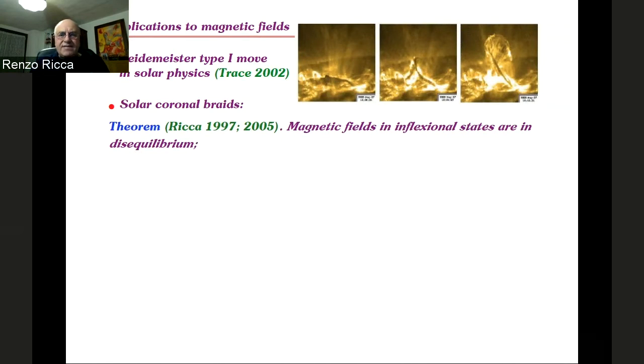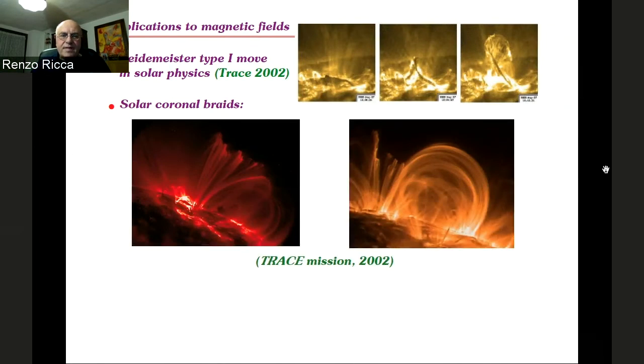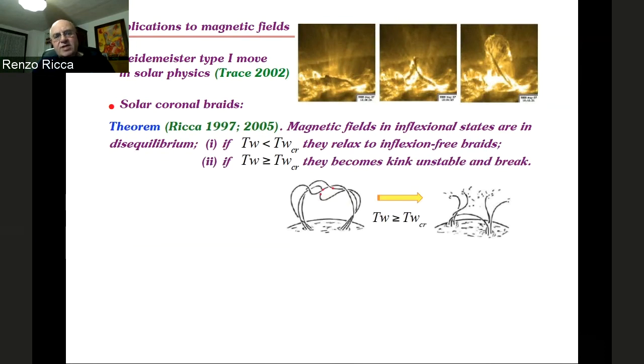Now, if we want to consider magnetic fields in inflectional states, then we can state the following. First of all, these are in disequilibrium, and you have to work out your Lorentz force under inflectional behavior. And so if we have inflections, and these represent just a braid over the solar surface, then if the amount of twist in this braid is below a certain critical twist value, then they relax to an inflection-free braid, one of the structures we saw before, one of these. If, however, the twist is above a critical twist, they are known to become kink unstable, they break up, and they release energy. That is the energy we get from these breaks.